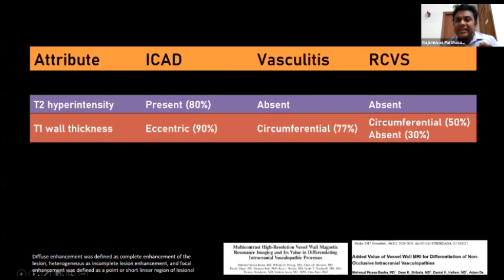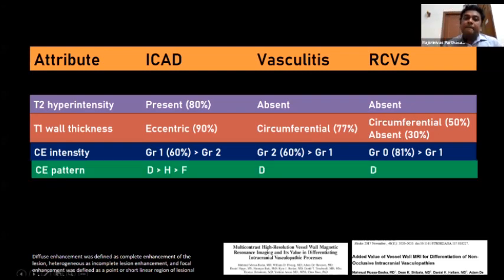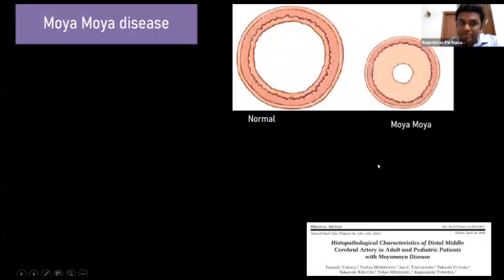And RCVS, again, it is circumferential. Contrast enhancement. Enhancement intensity. Usually in vasculitis, it's very evident. It's grade 2. It is as much as the pituitary stalk would enhance. In ICAD, it is predominantly grade 1. It is between no enhancement versus avid enhancement. In RCVS, we don't generally see enhancement. And the pattern of enhancement is diffuse or heterogeneous in ICAD, but in vasculitis, it's diffuse. And a very small proportion of RCVS can enhance. And in those instances, it is a diffuse enhancement.